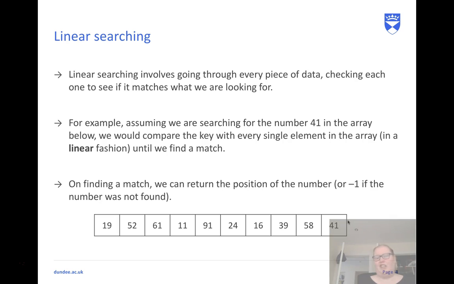So linear search involves going through every piece of data, checking each one to see if it matches what we're looking for. For example, assuming that we're searching for number 41 in the array below, we'd compare the key with every single element in the array in a linear fashion until we found a match. On finding a match, we can return the position in the array, or if it wasn't found, then we return -1.